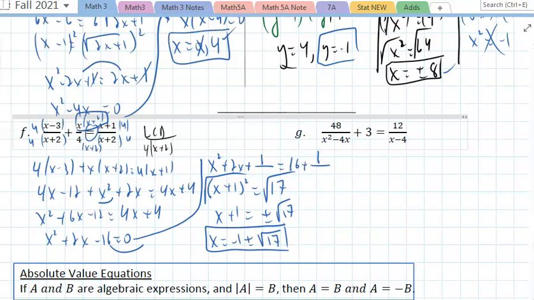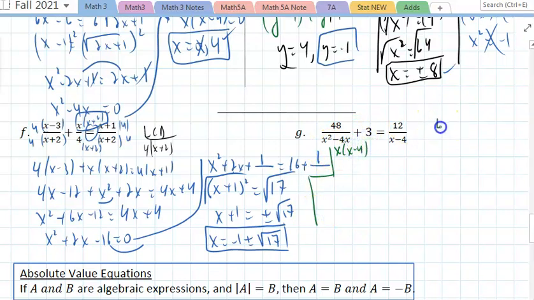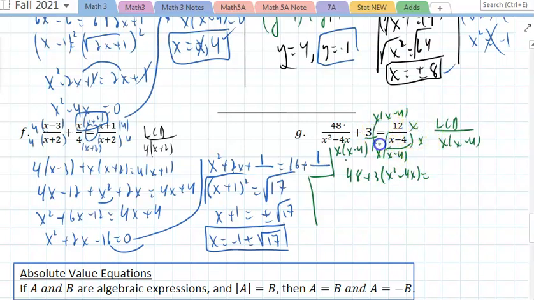And if I look at the last example of these types, this is x into x minus 4. The LCD is x into x minus 4. This is missing nothing. This is missing both, so you multiply top and bottom by x into x minus 4. And this is missing an x. You multiply by x. It's an equation. You ignore the denominator. So this reads 3x squared minus 12x plus 48 equals 12.